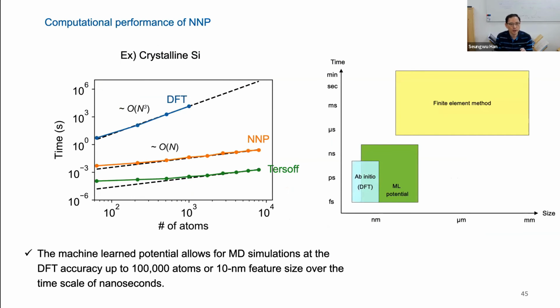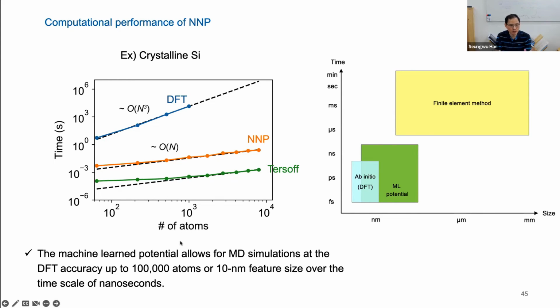All right. So if we compare the speed of the machine learning potential, this is the example of silicon, and this is the number of atoms that you are dealing with, and this is the time required to calculate the energy. And the DFT calculation scales with the order of N cubed. So the computational cost increases very rapidly. But in the case of the neural net potential and also the classical potential, it increases with the order N, okay, because of the locality. And so this increase is much slower with respect to the number of atoms.